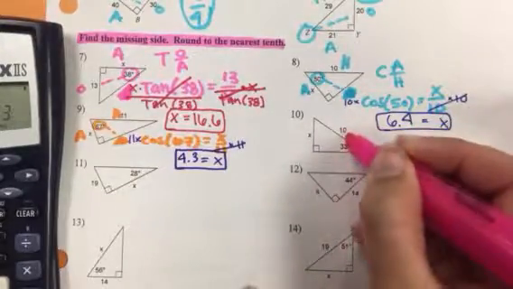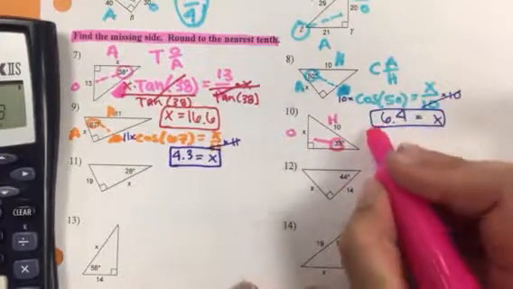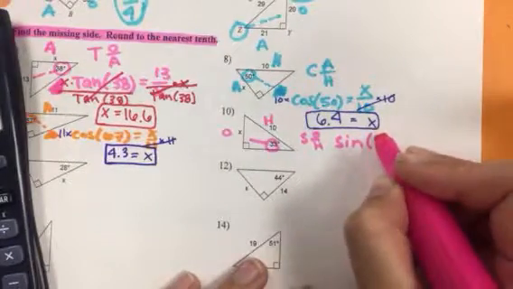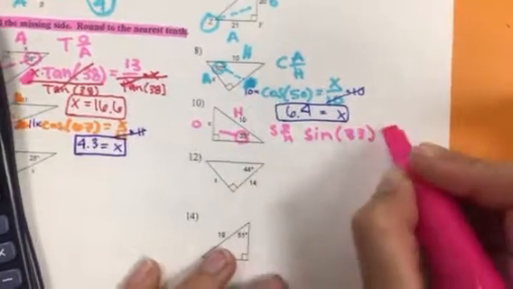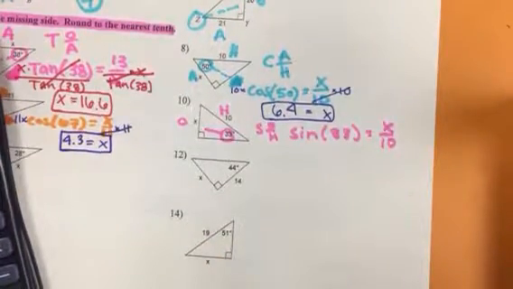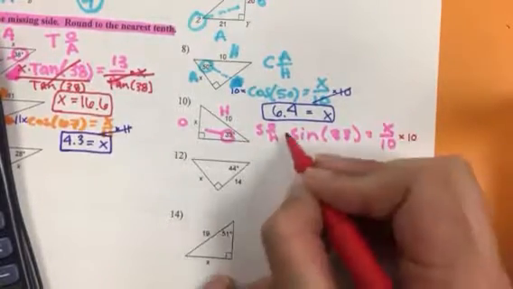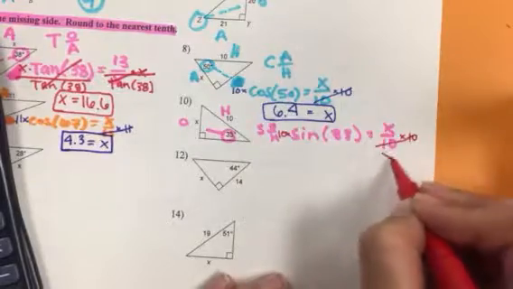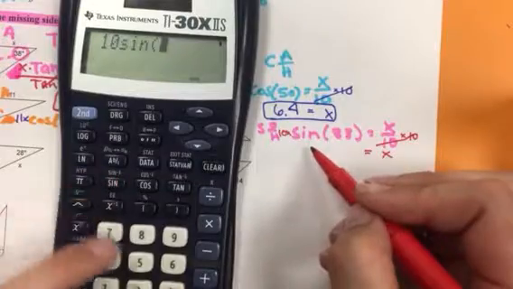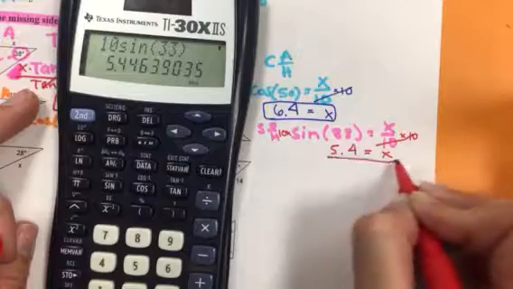Problem 10, we have 33 degrees, opposite, hypotenuse. We're going to be using sine of 33 equals O over H. We want to get the x by itself, so we need to get rid of the denominator. Times by 10. X equals 10 sine 33, which is 5.4.